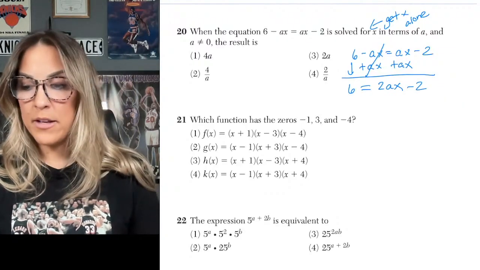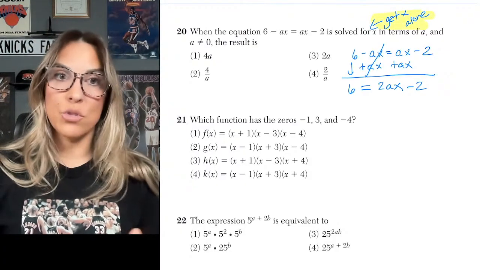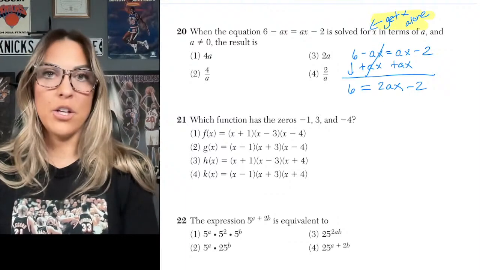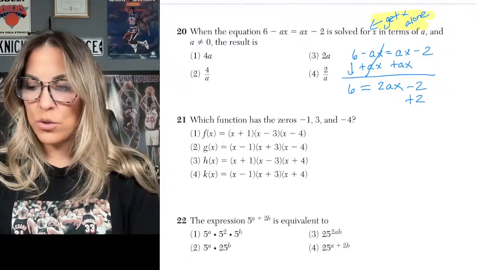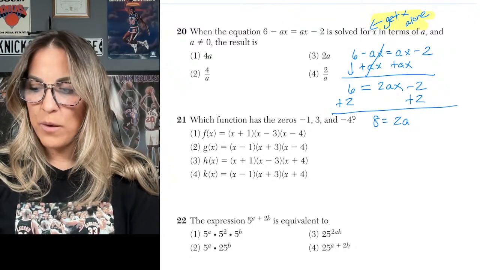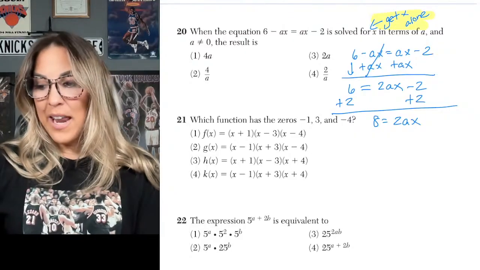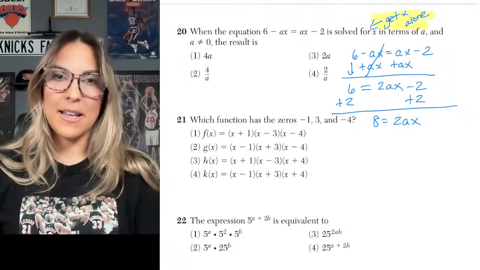Remember, my goal is to get the x alone. It's not always going to be x, so just be careful with whatever variable they're telling you to solve for. I want x alone, so I'm going to add 2 to both sides. When I do that, I'm going to get 8 equals 2ax. Now x is being multiplied by 2a, so I'm going to do the opposite, and I can do it all at once.